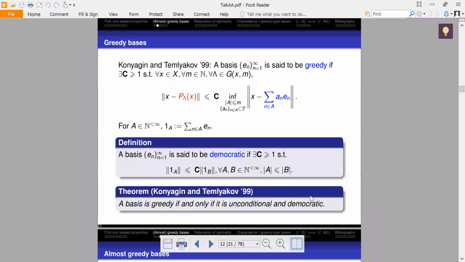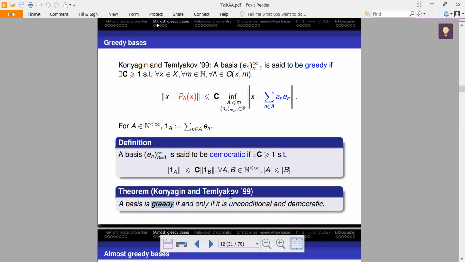So here, this is the result by Konyagin and Temlyakov. They show that the basis is greedy if and only if it is unconditional and democratic. I want to emphasize that the two properties on the right here are relatively easy to check, compared to being greedy. So that's why this is a very nice and very classical characterization.